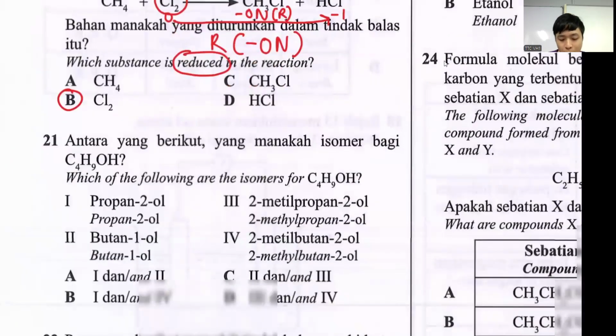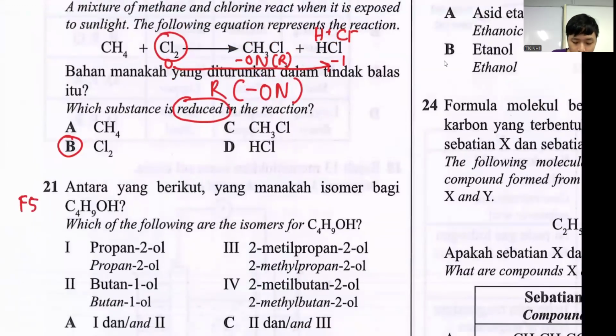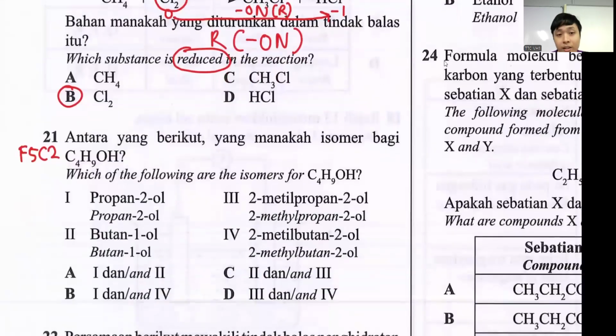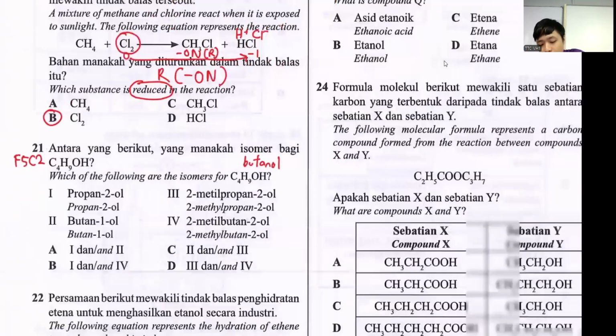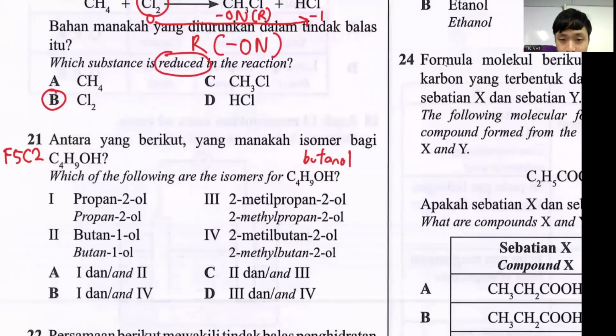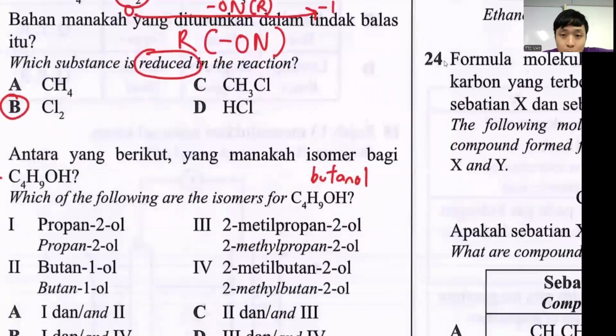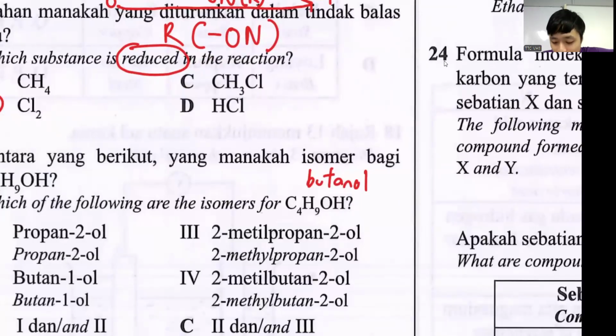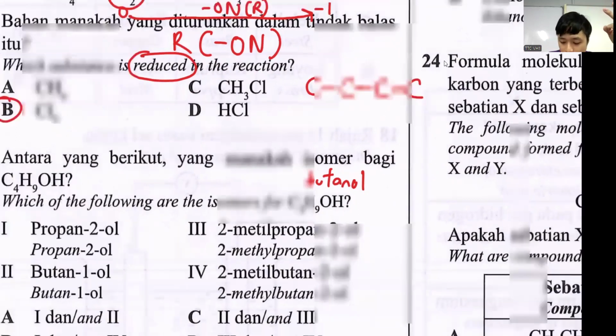Okay, question 21. This one is from chapter 2. Which of the following are the isomers of C4H9OH? C4H9OH is butanol. So there are different ways to draw butanol. So the first one, what you can do is, okay, this one is an isomer. The normal one is like this.